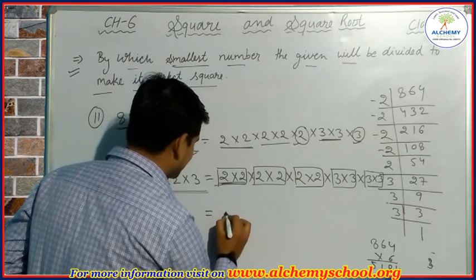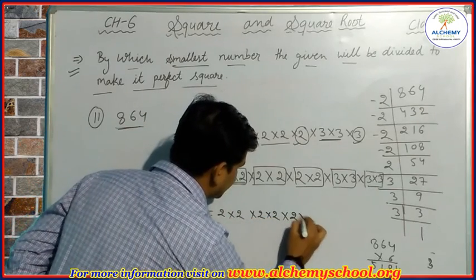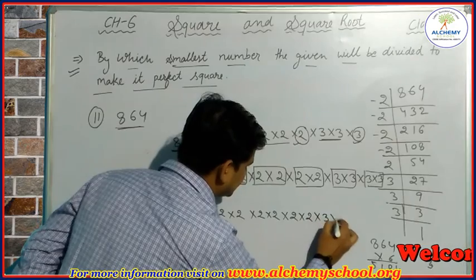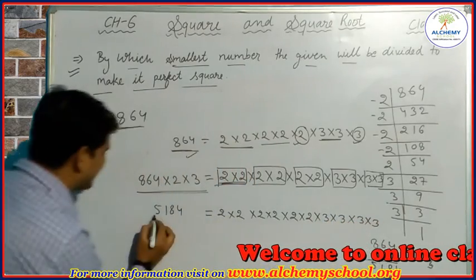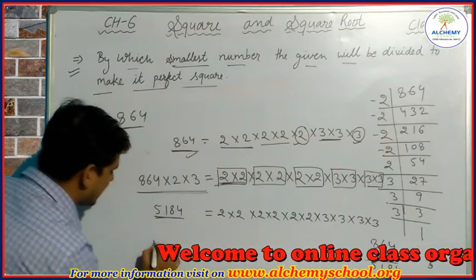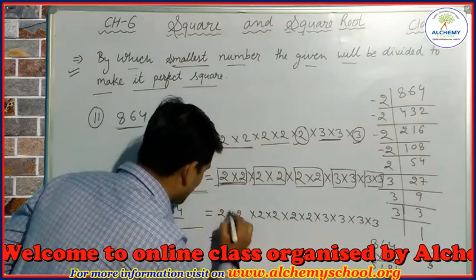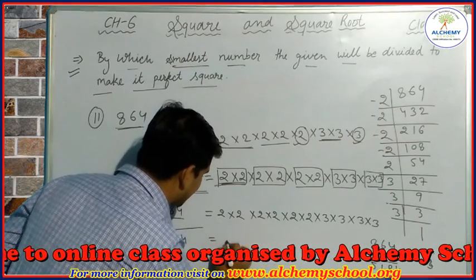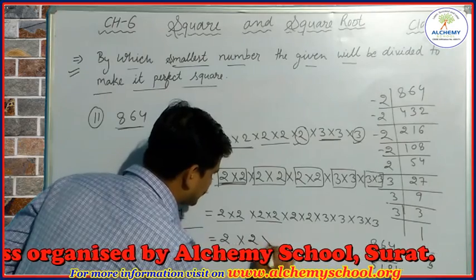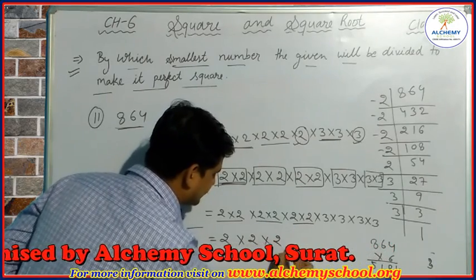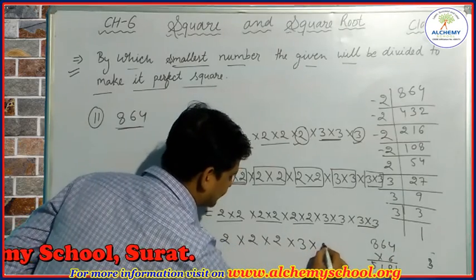Okay, we will write here 2 into 2, 2 into 2, 2 into 2, 3 into 3, and 3 into 3. So these are the factors of 5184, and when we find the square root of 5184, we have to choose one number from each pair. So we will write here 2 for this pair. For this pair again we have 2. For this pair we have 2. For this pair we have to take 3, and for this pair we have to take 3.